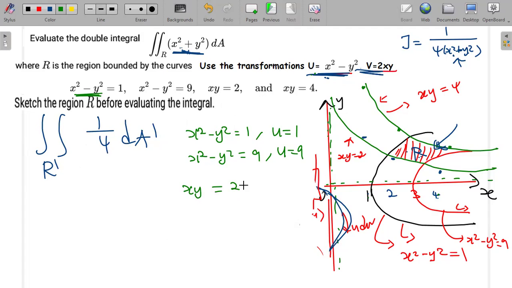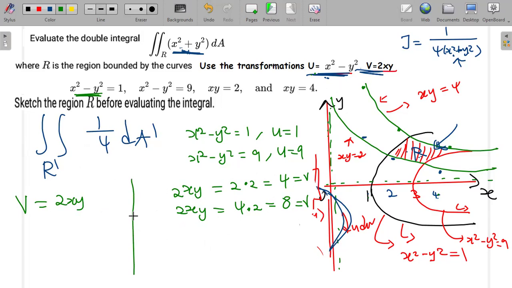And then the xy, I'll write it here. xy was equal to 2. I mean, the xy was also equal to 4. And from our transformation, we're told v is equal to 2xy. So when I multiply this by 2, also multiply that side by 2. This by 2, also multiply that side by 2. So here I get 4. Here I get 8. And this will be v. This one will also be v.